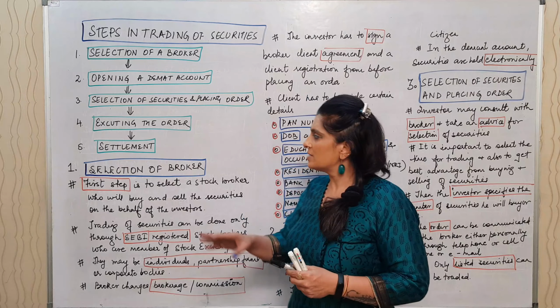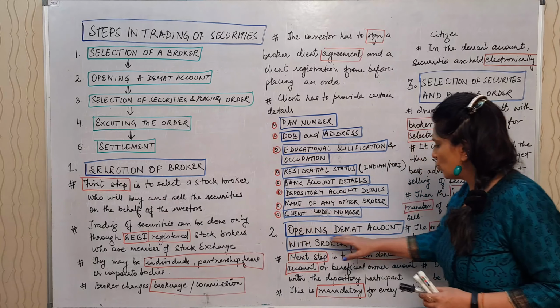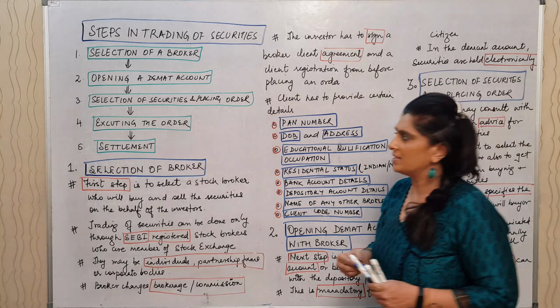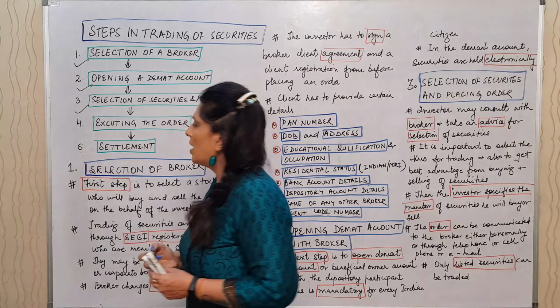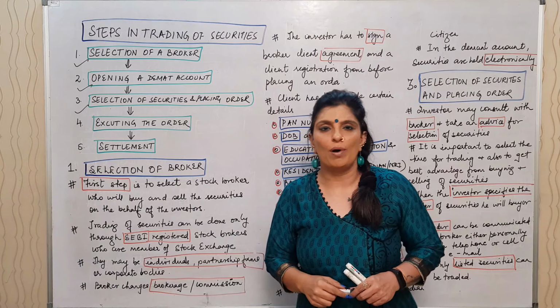So these are the first 3 steps. The first step was selection of broker. The second step was opening a demat account. And the third step, selection of securities and placing the order. So we've just finished the first, second and third steps. Executing the order and settlement is what we are going to talk about next.